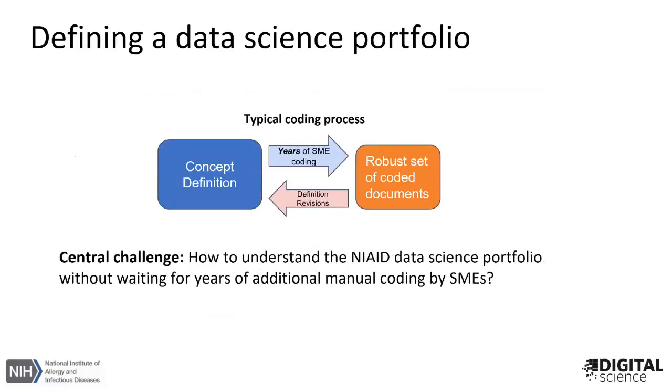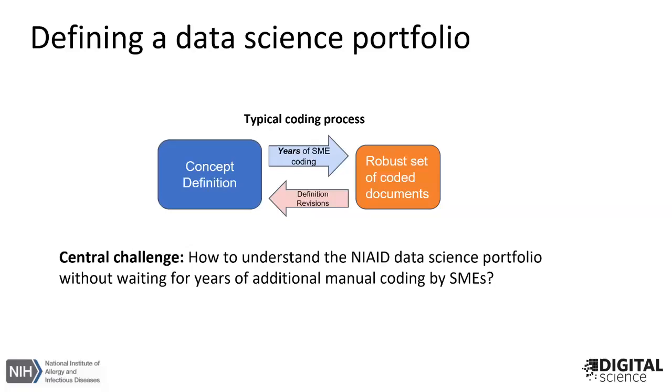So typically, when we're trying to identify a topic and a portfolio for that topic, we go with the coding process, something like laid out in this cartoon in the center. We start with a concept definition, and then we have subject matter experts who look at that definition, look at a set of documents, and then apply coding based on the definition. While they're doing that, the subject matter experts might realize the definition needs to be revised. Things need to be added, things need to be removed. And over the course of many years and a lot of coding, you end up with a very nice, robust definition, as well as a very nice set of documents that really represent what that definition means.